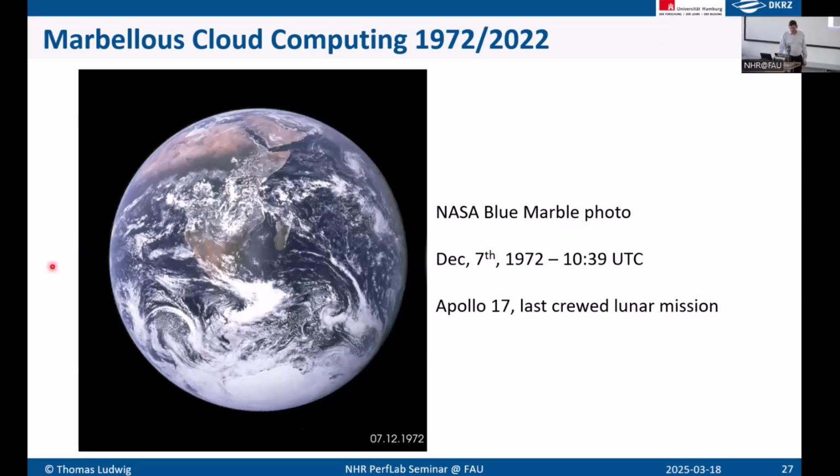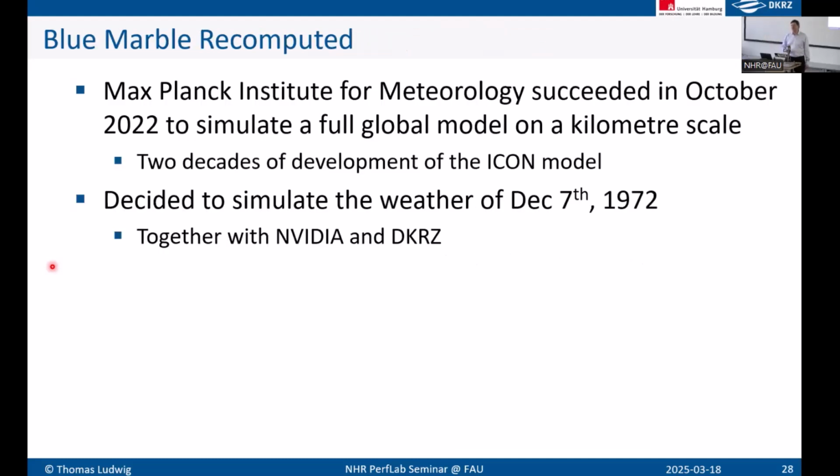So what the people at MPIM did was the following. There is a famous photograph of the Earth called the Blue Marble photo. It was taken on December 7th, 1972, from Apollo 17, the last crewed lunar mission. And to celebrate the 50-year anniversary of that picture, the Max Planck people decided to recompute the meteorological situation that is visible in the picture. So they said, okay, we take the ICON model, because what they are proud of is that the ICON model is a cloud resolving model, also for precipitation.